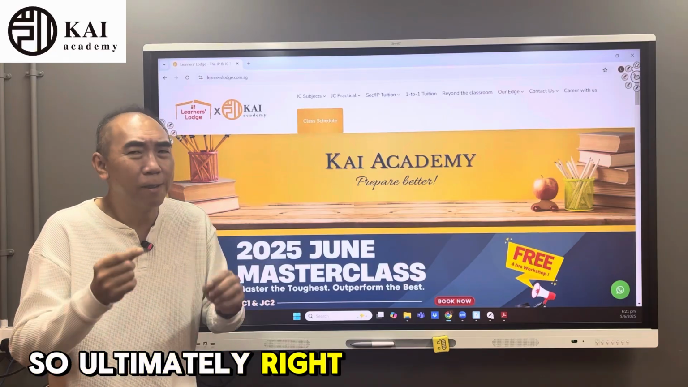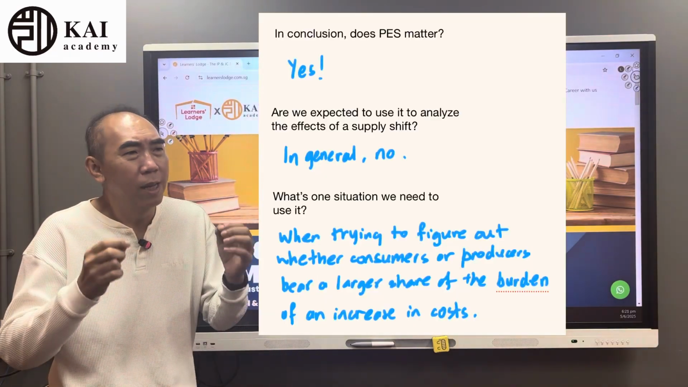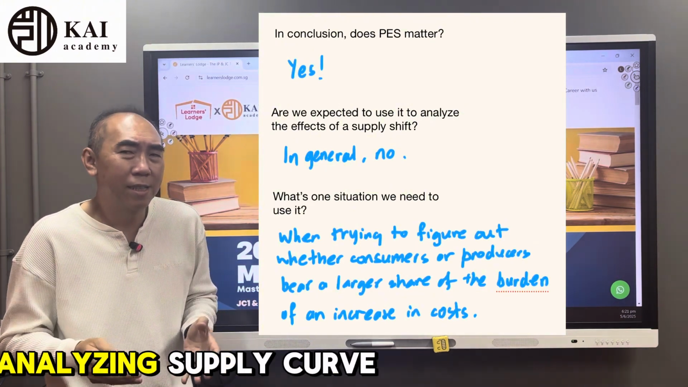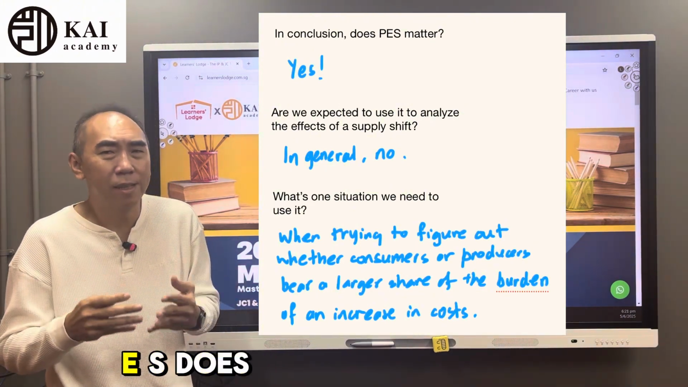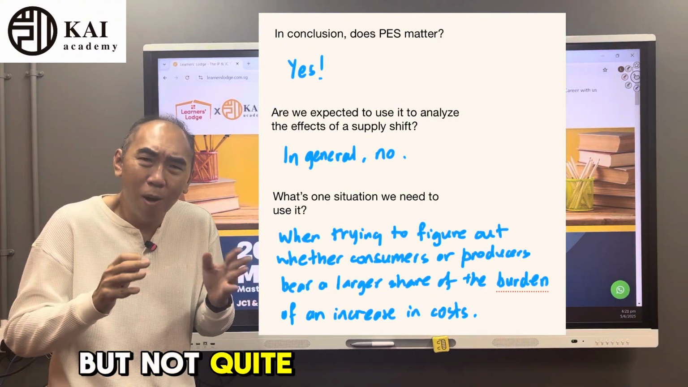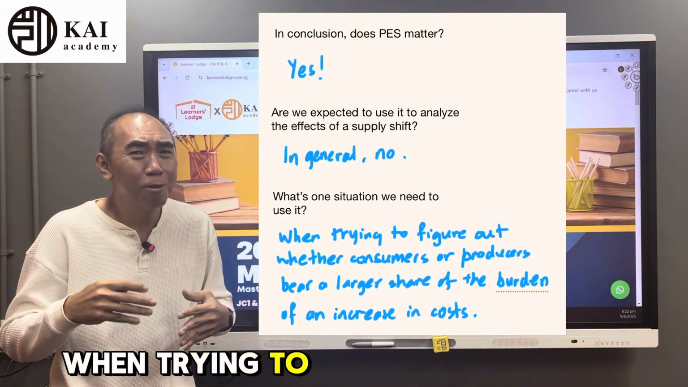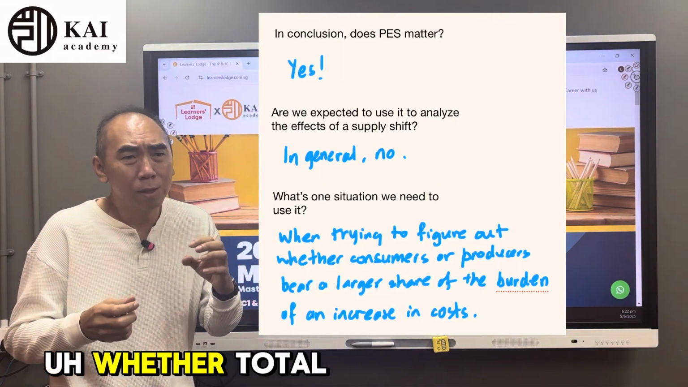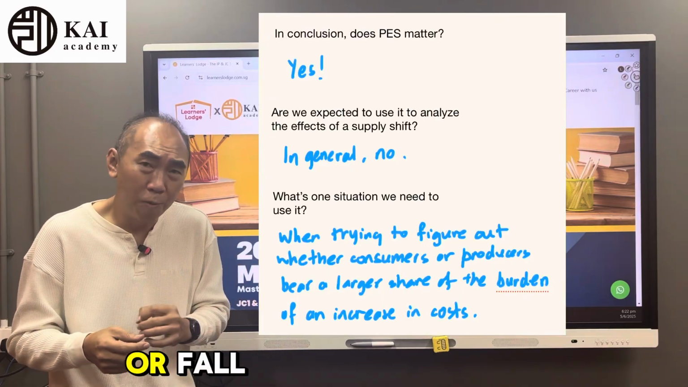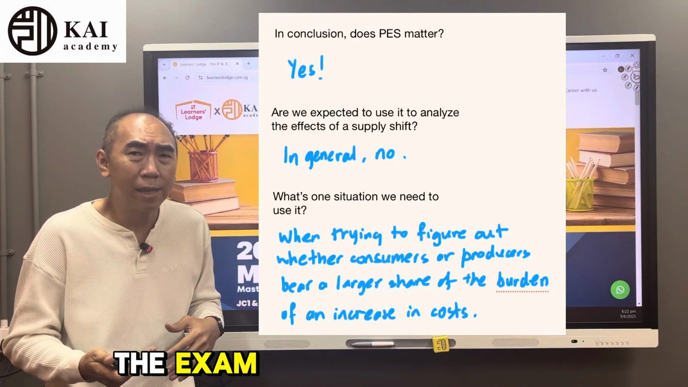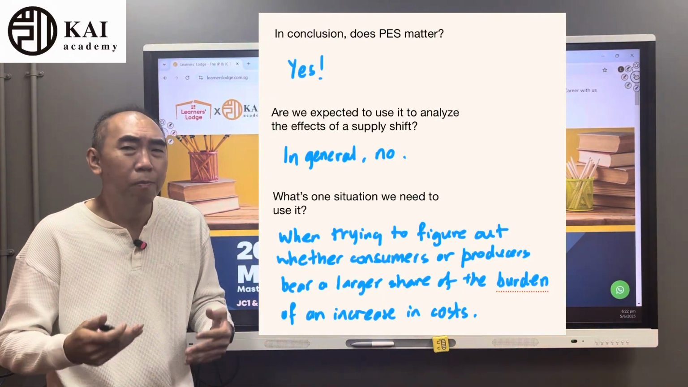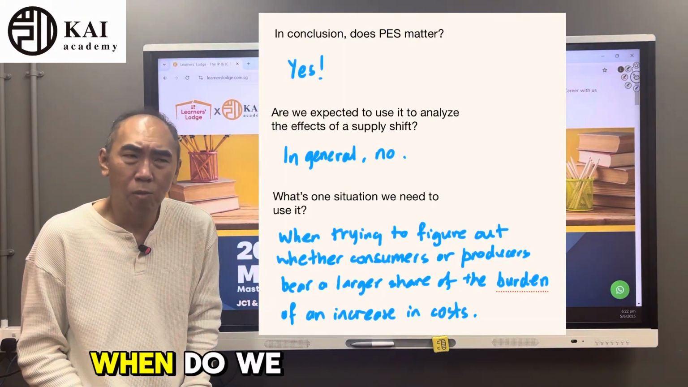So ultimately, what conclusions can we draw from here? Does PES matter when analyzing supply curve shift? Yes, PES does matter, but it's not quite as helpful when trying to conclude about whether total expenditure will rise or fall. So do we use this in the exam? Often we don't. So then the final question becomes, when do we use this?